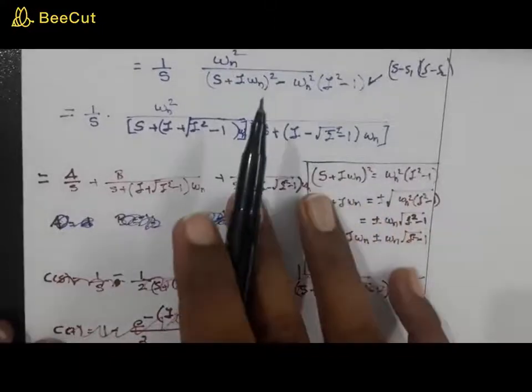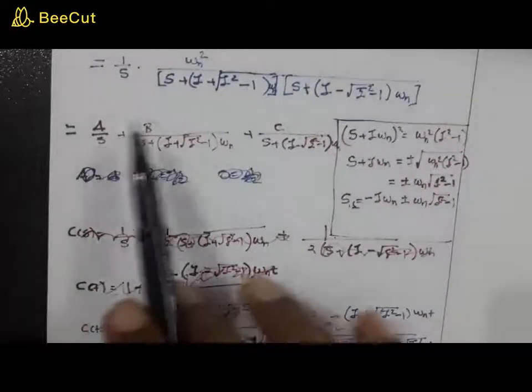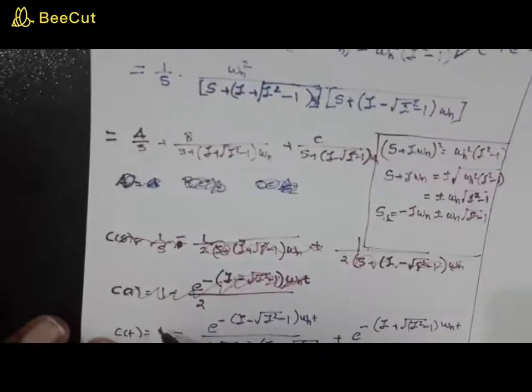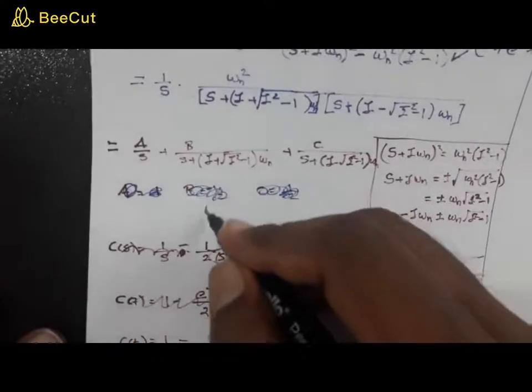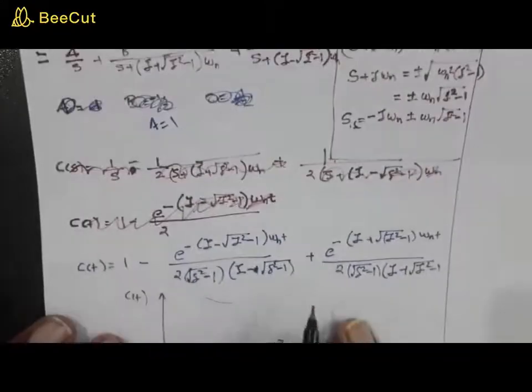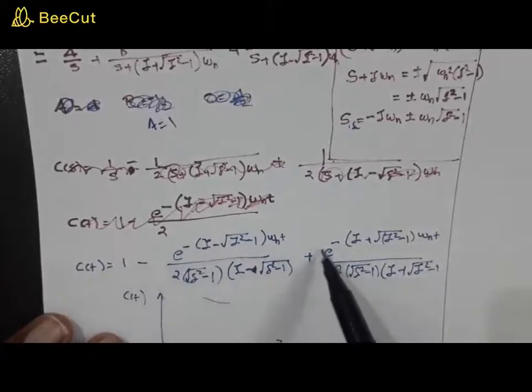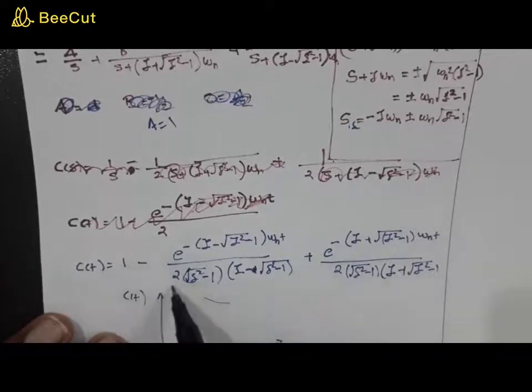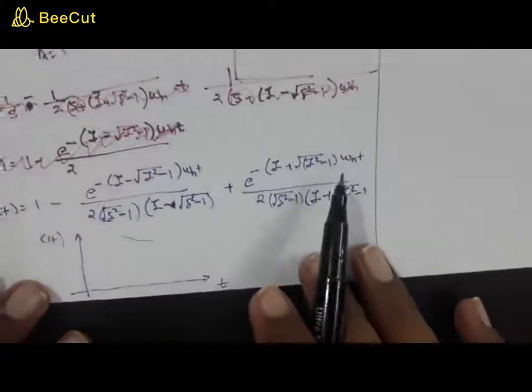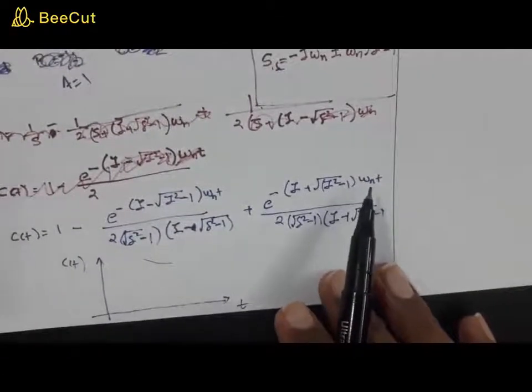The exercise is left to you to find a, b and c. After finding them you will get a lengthy answer: a will be 1, b will be 1 by 2 into this much, and c will be like this. The sign of b will be minus and c will be plus, that's the difference. You may do it by yourself; I'm not going to do it.